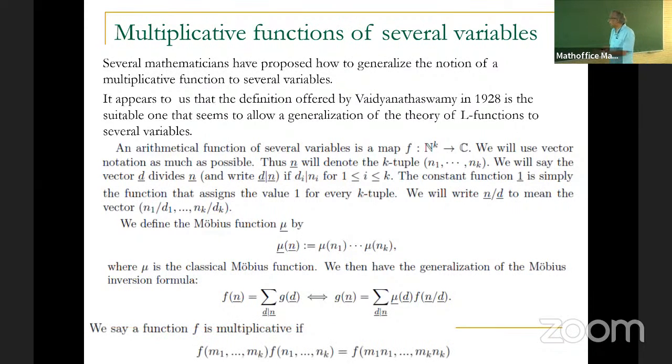A function is multiplicative if f of (m1 to mk, n1 to nk) is f of (m1 to mk) times f of (n1 to nk), provided that the m's and the n's have nothing to do with each other. There's no common prime factor. That's the definition. Sometimes coming up with the right generalization is hard. So anyway, we have to give credit to Vaidyanatha Swami who did that.